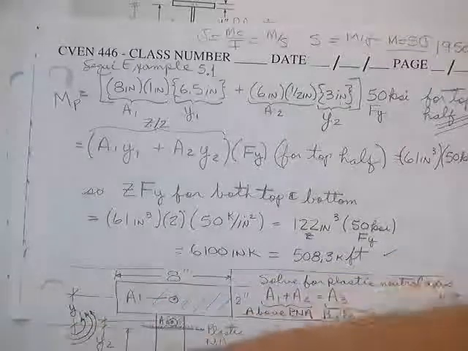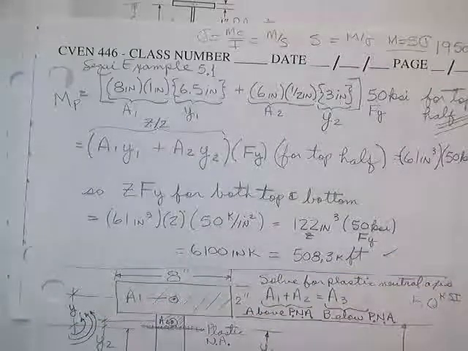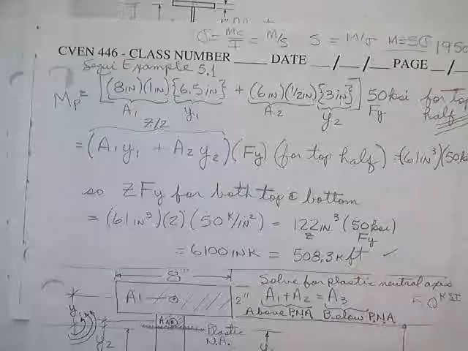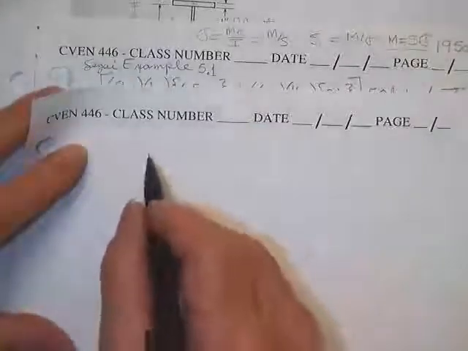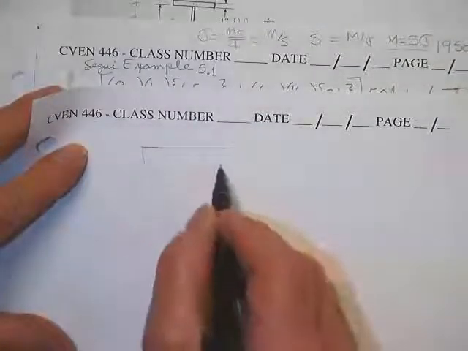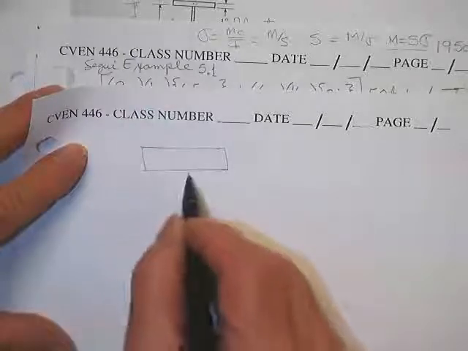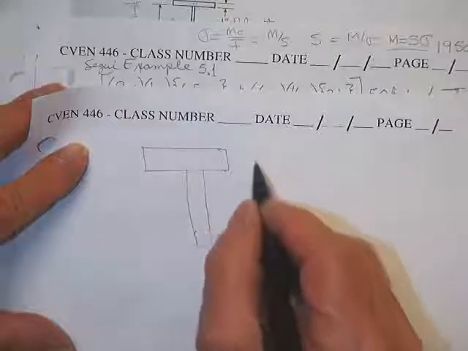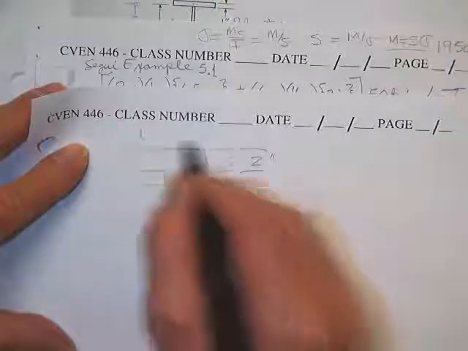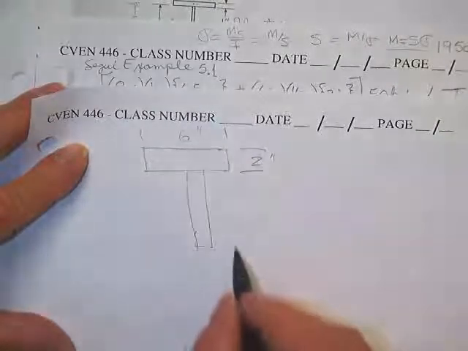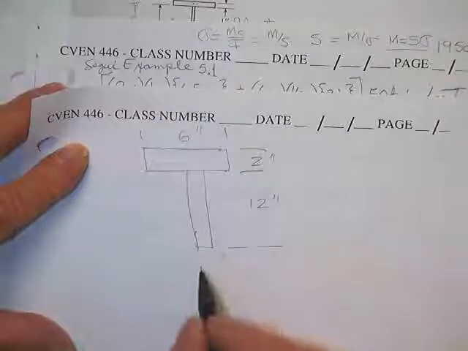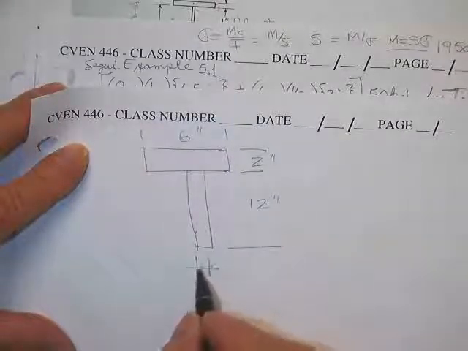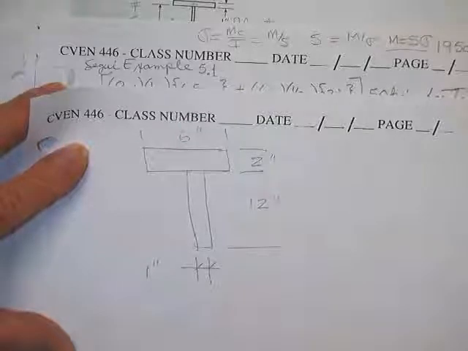See if I got a little piece of paper here. Here's a new shape. This is 2 inches by 6 inches. This is 12 inches by 1 inch. Where's the plastic neutral axis?